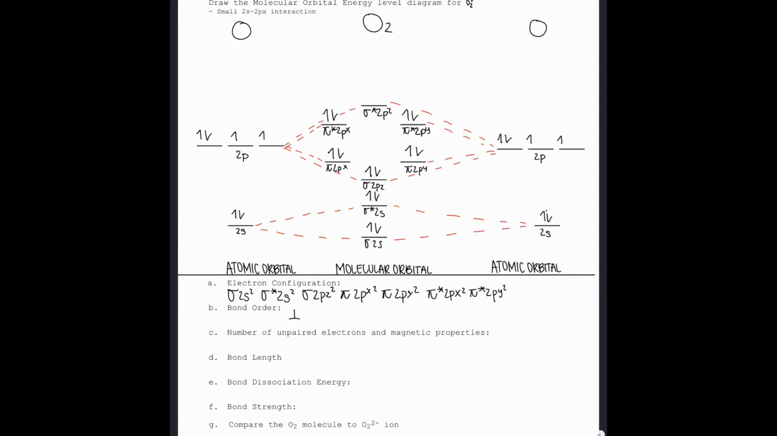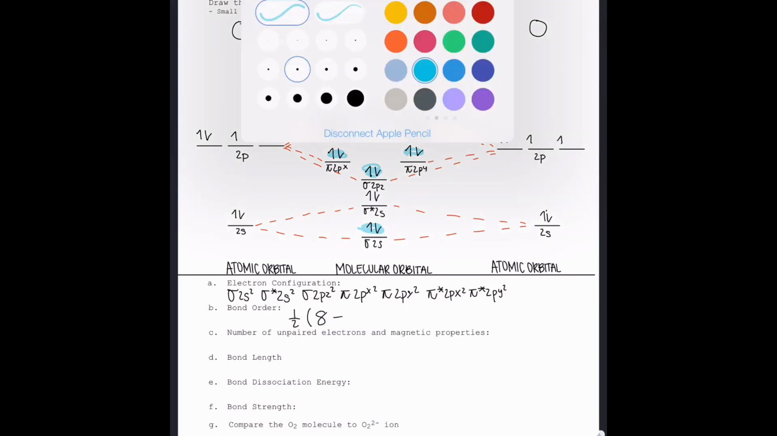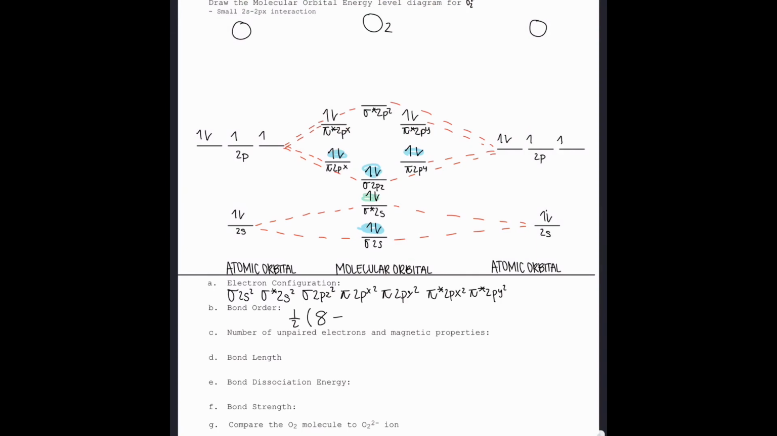Next, we will do our bond order. So first we'll take 1/2 of 2, 4, 6, 8 electrons, minus 2, 4, 6 anti-bonding electrons. 8 minus 6 is 2. 1/2 of 2 is 1. This gives us a bond order of 1.